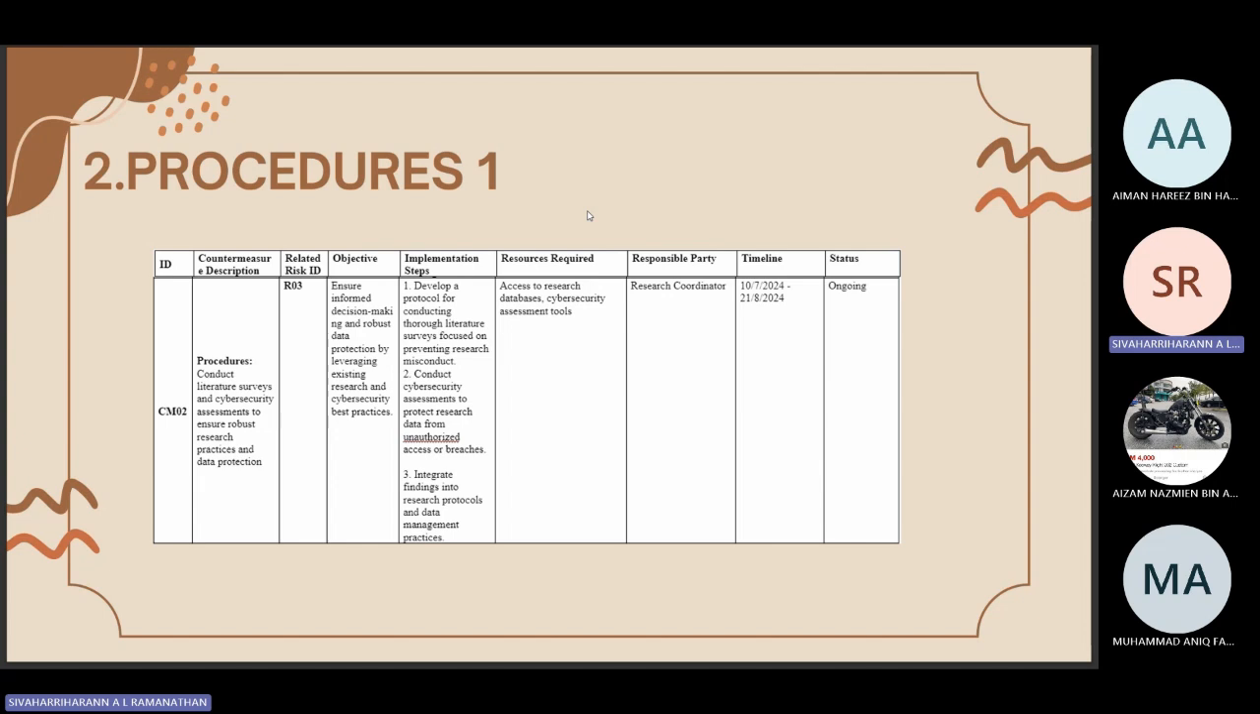So for the procedures, which is to ensure informed decision making and robust data protection by leveraging existing research and cybersecurity best practices. This includes developing a protocol for conducting thorough literature surveys focused on preventing research misconduct, conducting cybersecurity assessments to protect research data from unauthorized access or breaches, and integrating findings into research protocols and data management practices. Resources required for this are access to research databases and cybersecurity assessment tools. Responsible party is the research coordinator.